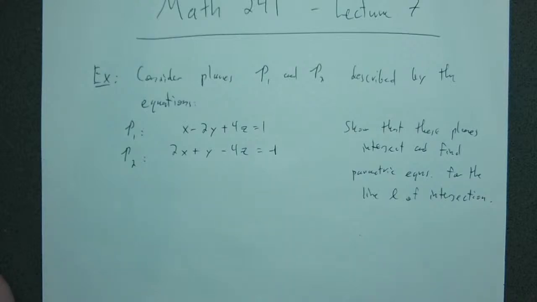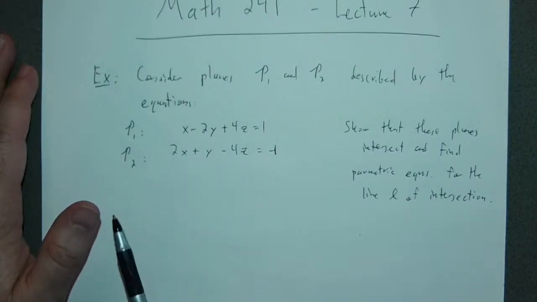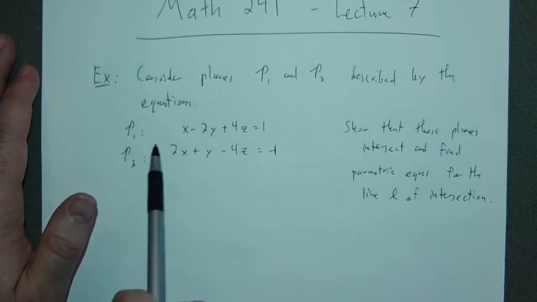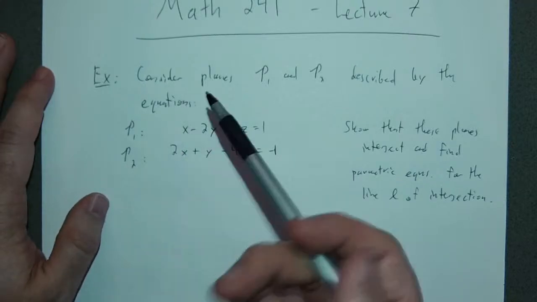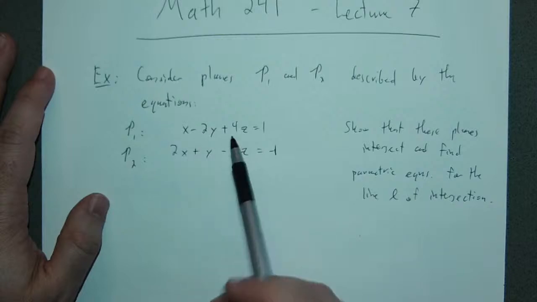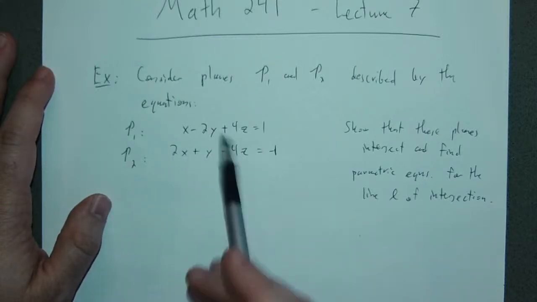Now, we also saw last time that a way to tell whether or not two planes were parallel was whether or not their normal vectors were parallel. So we could look here and think, are their normal vectors parallel? That is, are they scalar multiples of each other? A choice of normal vector for P sub 1 is 1, minus 2, 4. A choice of normal vector for P sub 2 is 2, 1, minus 4.